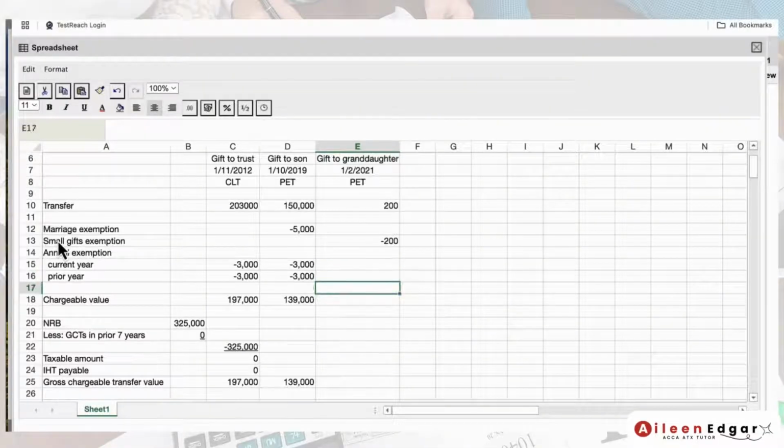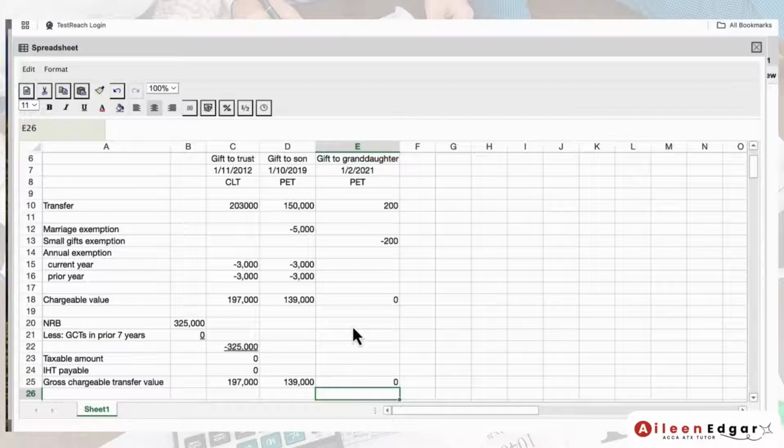And our chargeable value is 0 for any future calculations on that one. Okay, so that is us. We have dealt with the first stage of inheritance tax, which is looking at lifetime tax on lifetime gifts. The donor is still alive at this point, so we've actually not had to pay any tax as yet.